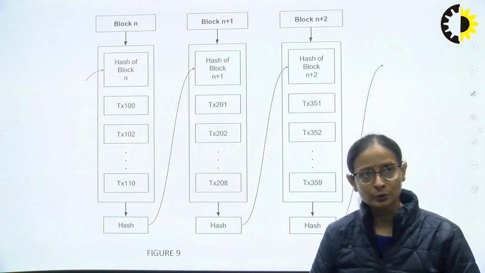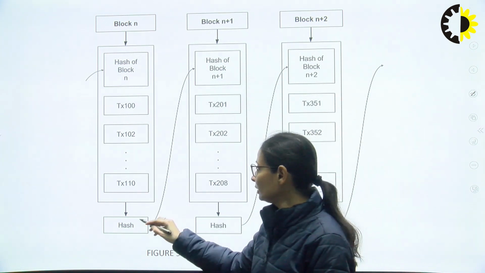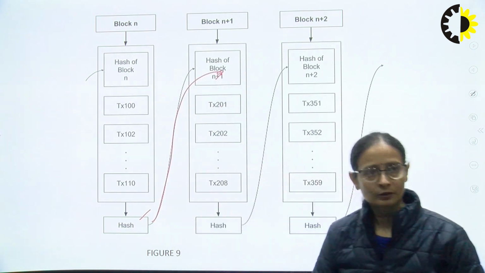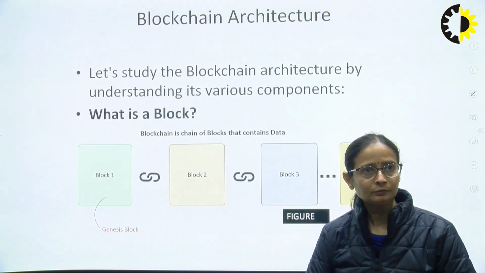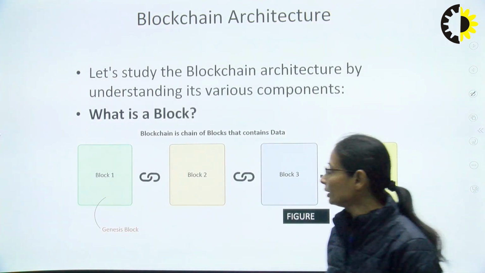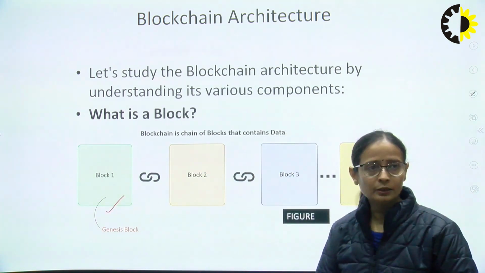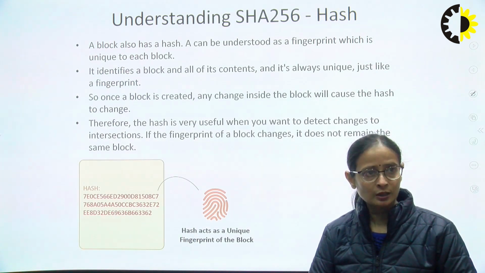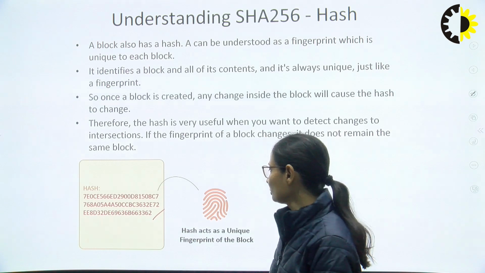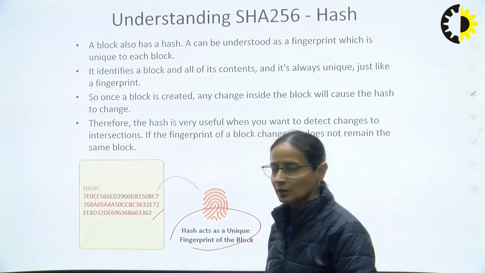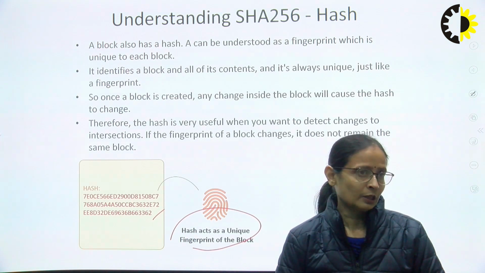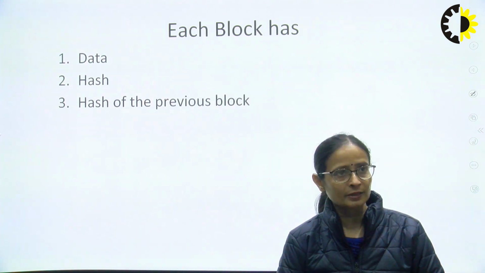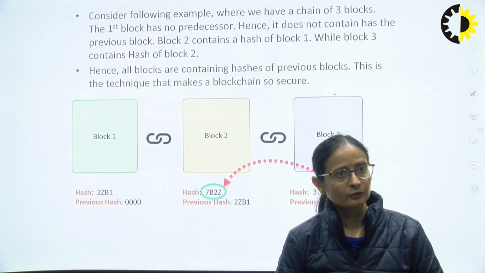Chaining, I had already told you, is that we generate the hash value of a block and keep this hash value in the next block. The very first block is known as the Genesis block in a blockchain. We have already seen SHA-256, that is hashing. It is in hexadecimal format, and just as your fingerprint identifies you, similarly a hash value identifies a block. So each block has data, hash, and the hash of the previous block.